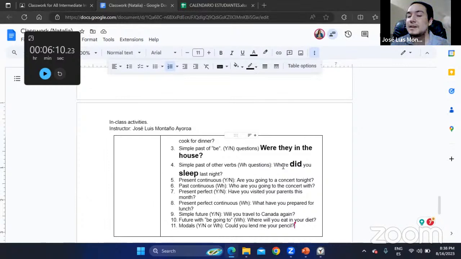Where are you sleeping now? Of course that's happening now, right? But only in the past, what would be the difference between where were you sleeping last night and where did you sleep last night? And this is similar to Spanish. When do you ask something in the continuous form in the past?